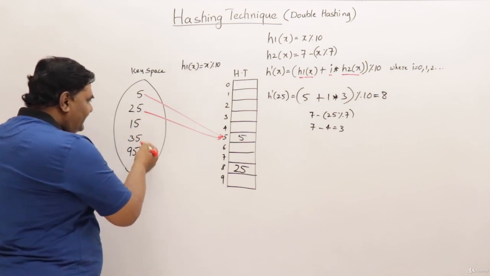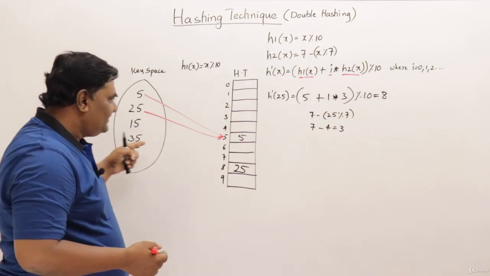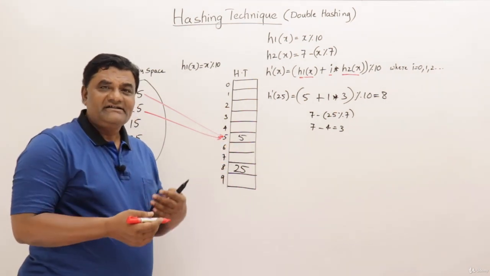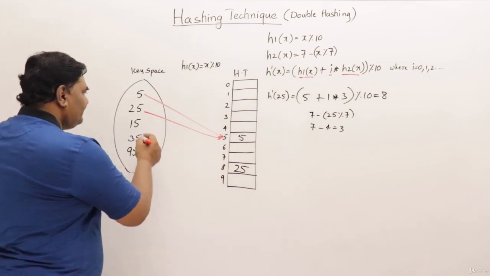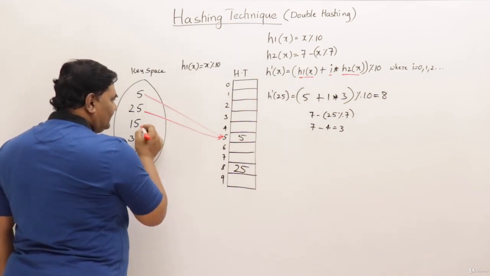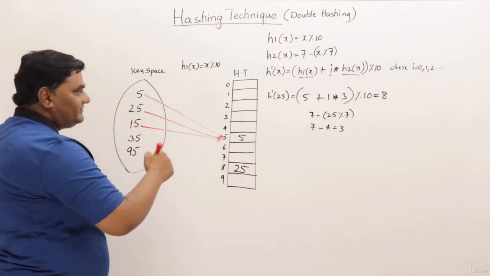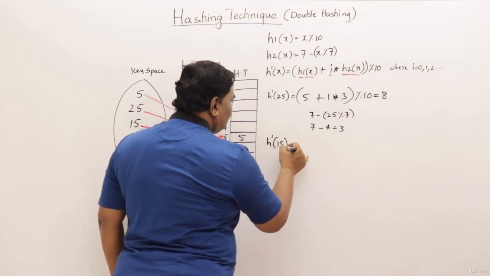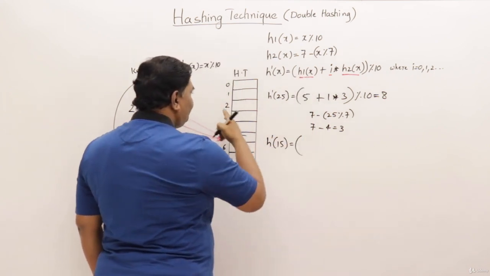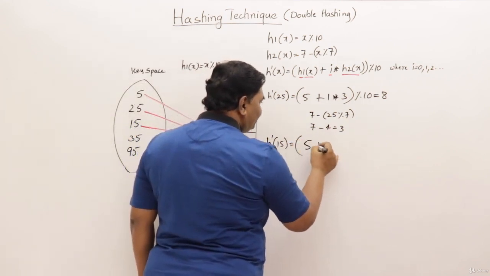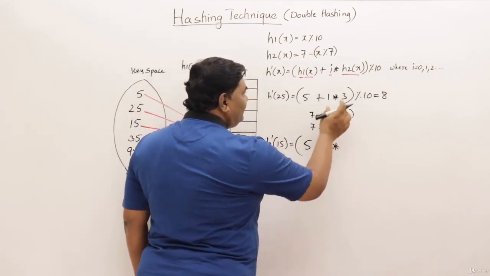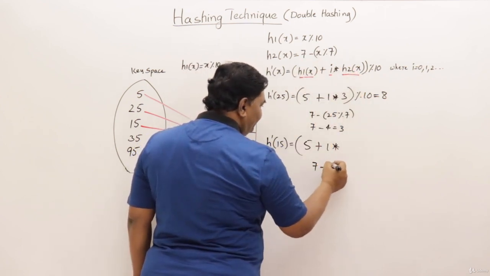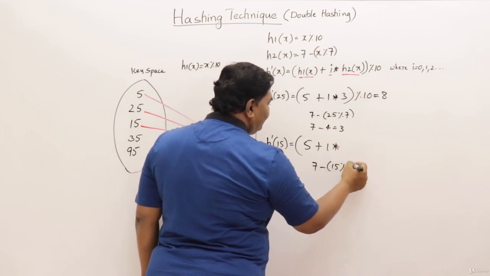Now next 15. See, the keys I have taken all end with 5, so they will collide with this index, right? So all are colliding, so we can see the extreme cases also. So let us map 15. 15 mod 10 is the same index. Collision. Now let us use this modified hash function for 15. The result of h1 was 5, so that is a collision. 5 plus 1 into h2 of x. x is 15, so I will evaluate this one. 7 minus 15 mod 7.